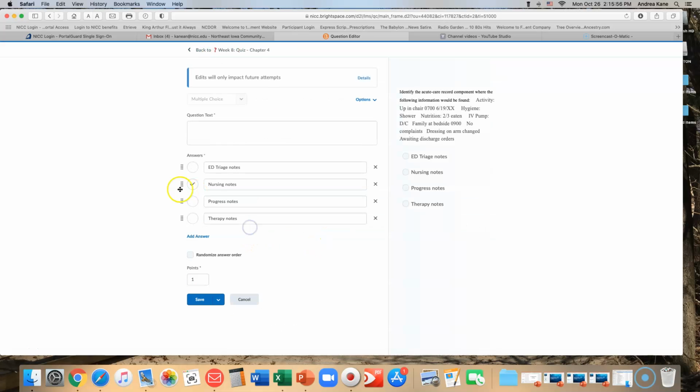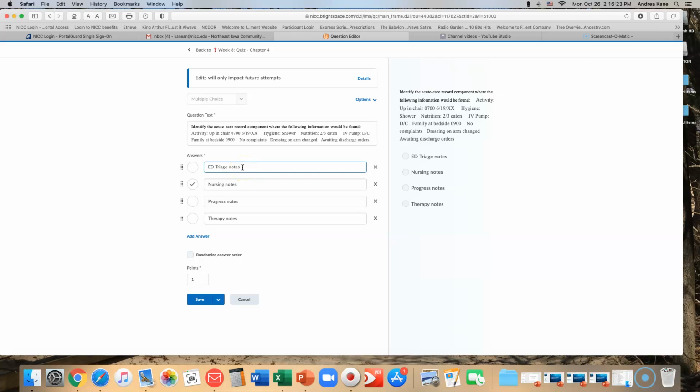All right, last one. This one talks about activity up in the chair. Person had a shower. They ate 2/3 of whatever meal they had. Their IV pump has been discontinued. Their family was at their bedside. They don't have any complaints. The dressing on their arm was changed, and now they're awaiting discharge orders. Would this be ED triage notes?